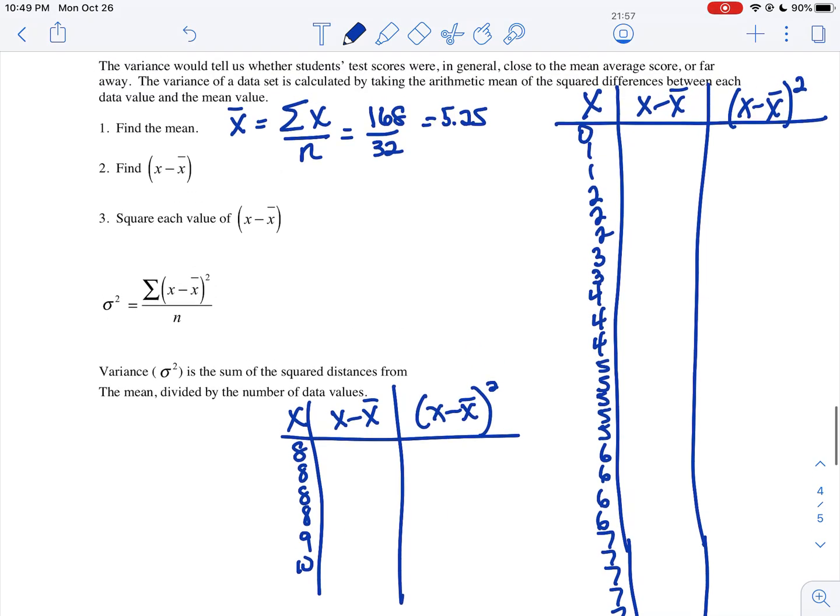Okay, again, this is going to be super duper tedious, so just bear with me as we do this. What you're going to do is take the x value. If I do 0 and subtract 5.25, that's negative 5.25. Then you square it, so that's 27.5625. Then when you take 1 minus that, it's negative 4.25.